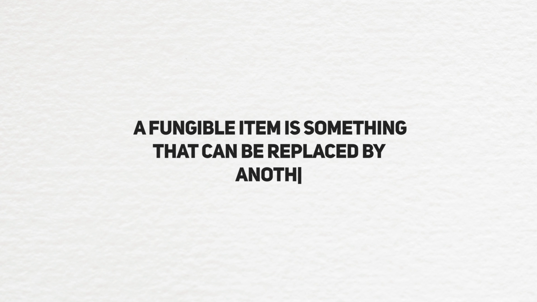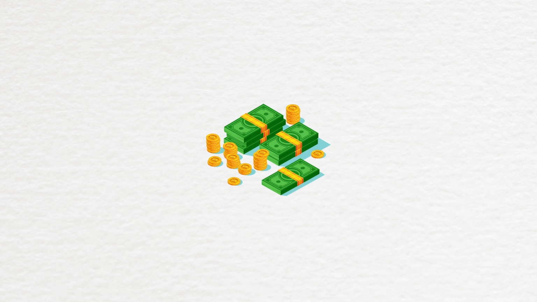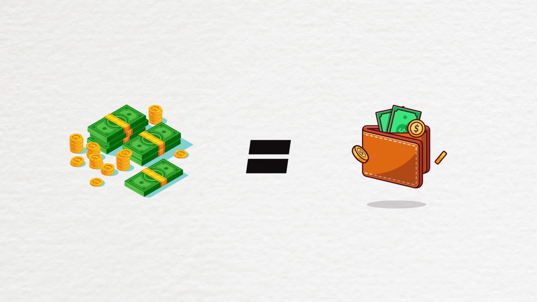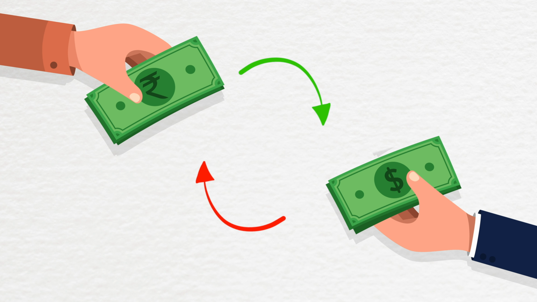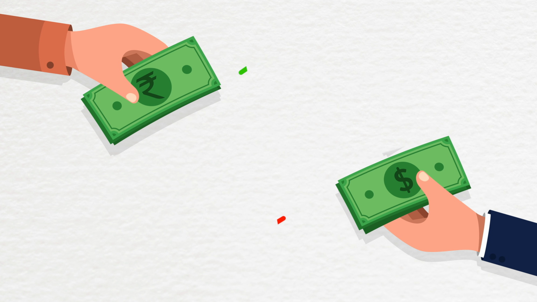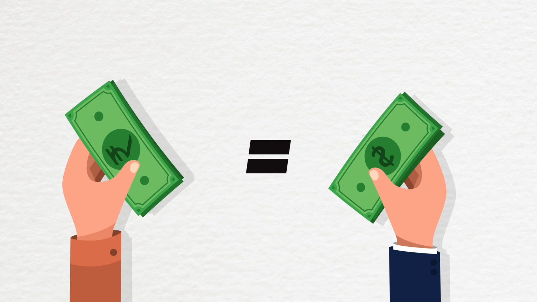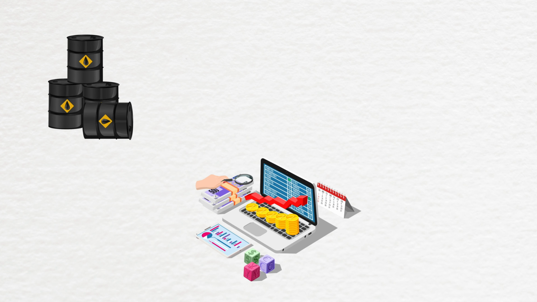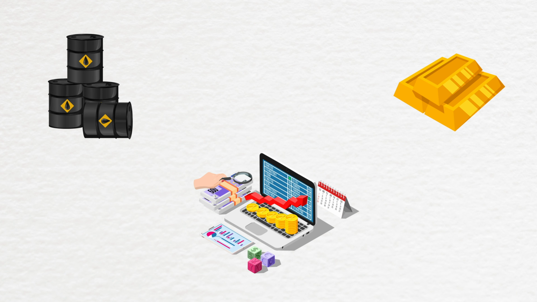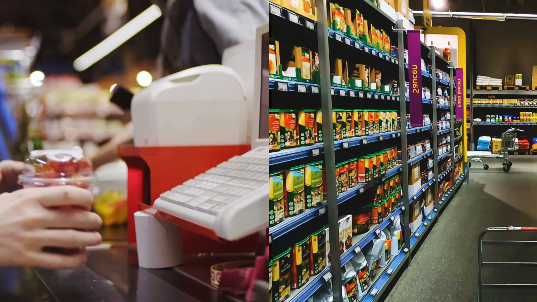A fungible item is something that can be replaced by another identical item. So an example of a fungible item would be commodities such as the dollar bill, because a dollar bill can be replaced by another dollar bill. If I lent someone $10, I don't mind whether I get back that same $10 bill or another $10 bill because they're both the same. The same goes for goods such as oil, bonds, gold, and unopened items of consumer goods on store shelves such as boxes of cereal. So what about non-fungible goods?